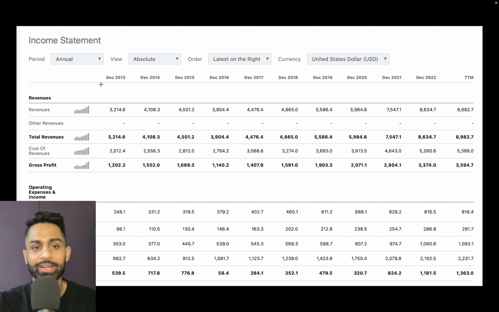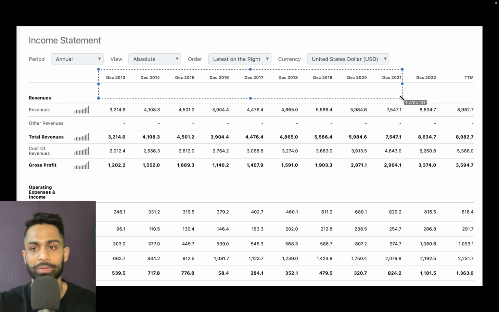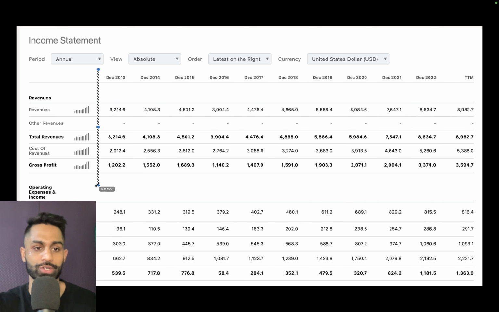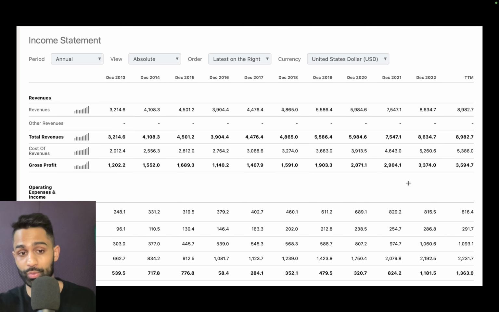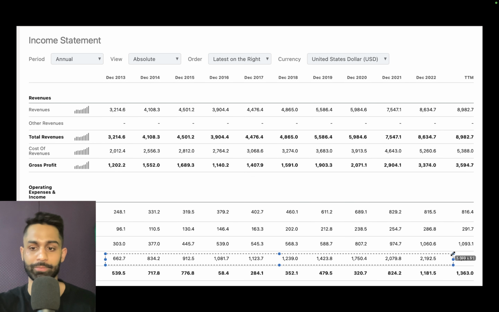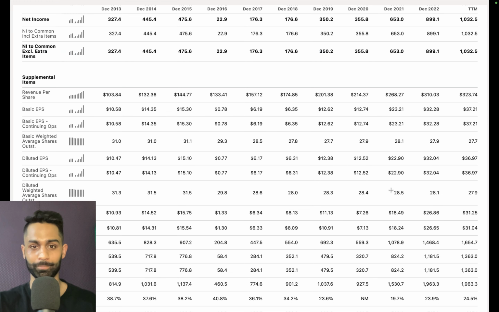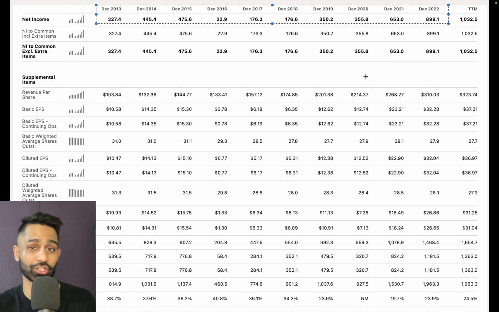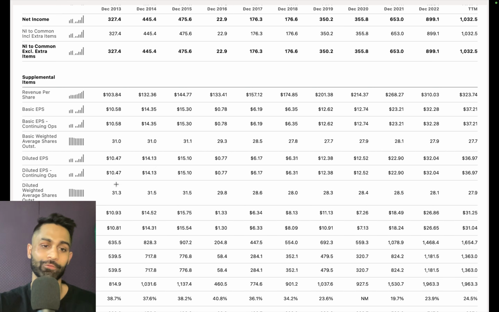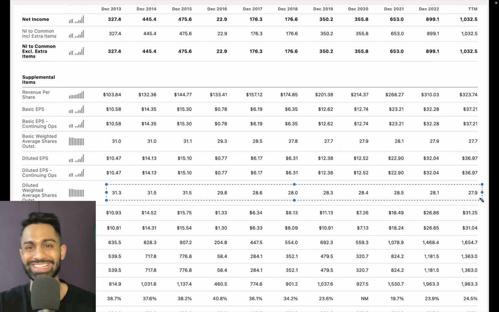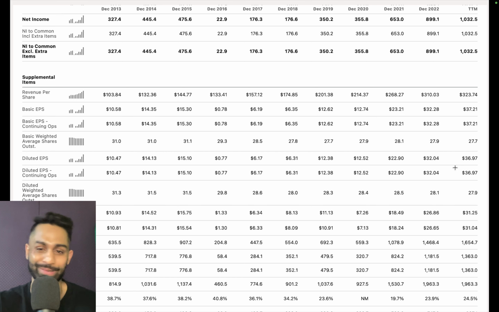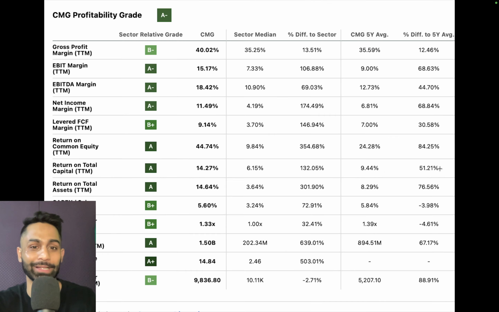But anyway, very consistent business, growing revenues from $3.2 billion to over $8.6 billion. Gross profits also gone from $1.2 to over $3.3 billion. And operating income's gone from $500 million to over $1.1 billion for the company. And net income's gone from $327 million to almost $900 million. And shares outstanding have gone from 31.3 million down to under 28 million shares. They've got a very, very low amount of shares, like only 28 million. That's crazy. That's why their diluted EPS is at well over $37 per share. $36, $37 per share is their diluted EPS.